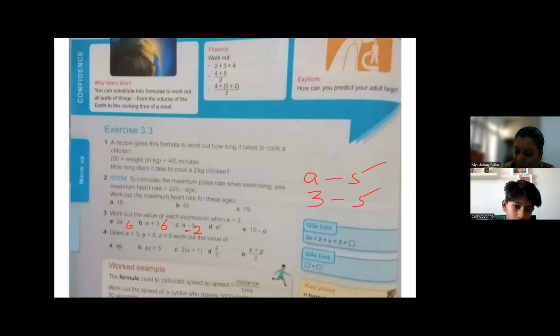Then a square, 9. Correct, it will be 9. And then 10 minus a, 7. Yes, 10 minus 3, 7, correct. Let's see the next one. Again, question number 4.